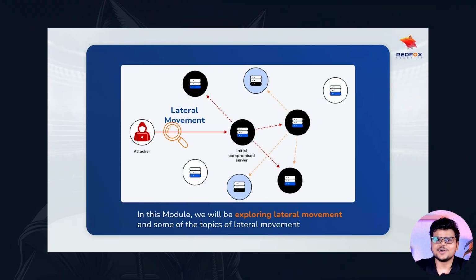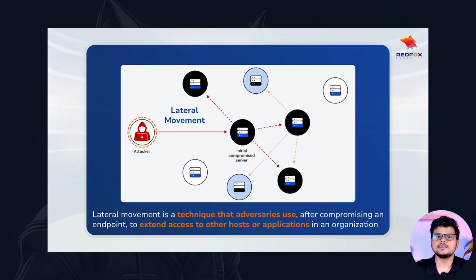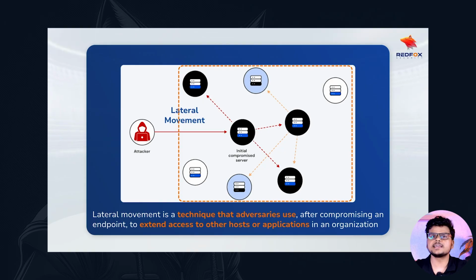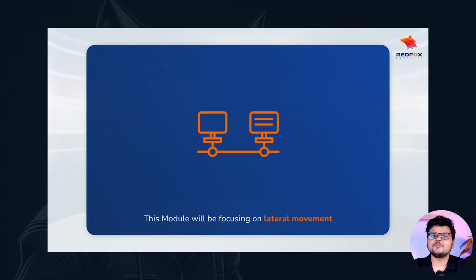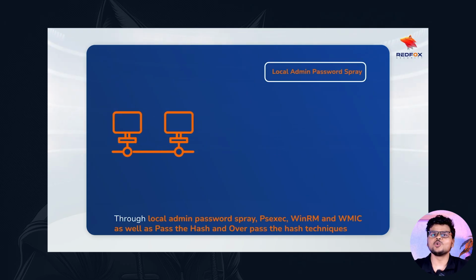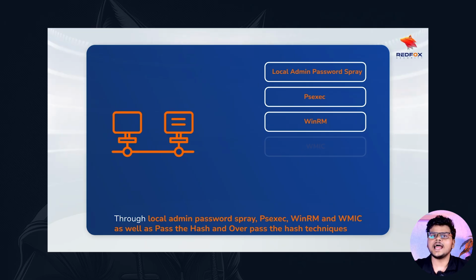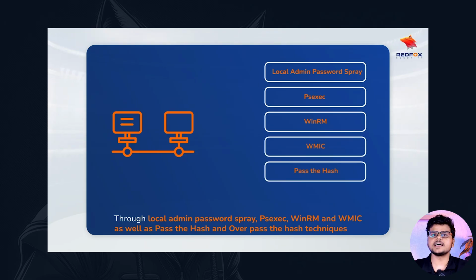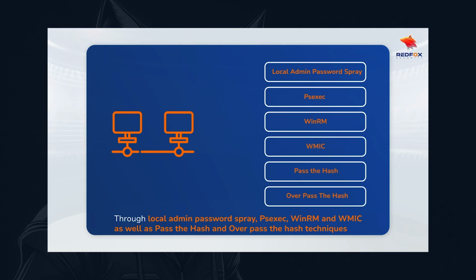In this module, we will be exploring lateral movement and some of the topics of lateral movement. Lateral movement is a technique that adversaries use after compromising an endpoint to extend access to other hosts or applications in an organization. This module, we will be focusing on lateral movement through local admin password spray, PsExec, WinRM, and WMI, as well as the pass the hash and overpass the hash techniques.